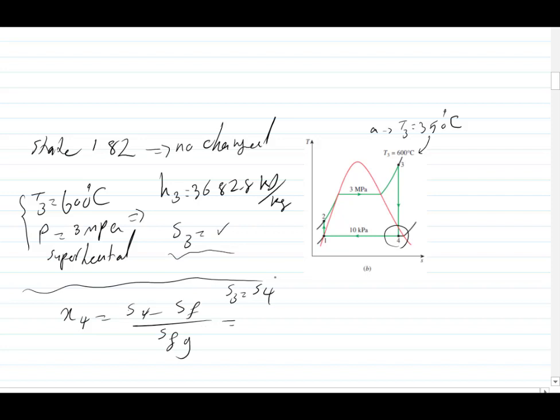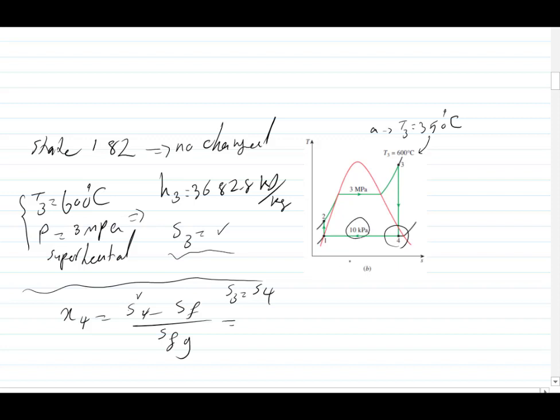If we go to the table for superheated water, and with this information find S3, then S3 is equal to S4. So we have S4, and also we can find the SF and SFG for water with this information which we have for 10 kilopascal.